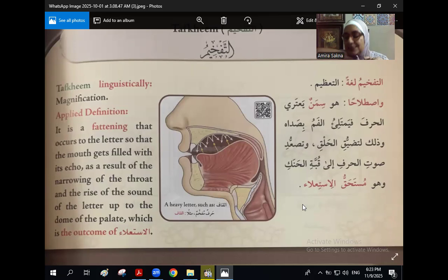Okay? Let's read from the book of Dr. Ayman Swaid. Tafkhim, it is a fattening that occurs to the letter so that the mouth gets filled with its echo as a result of the narrowing of the throat and the rise of the sound of the letter up to the dome of the palate, which is the outcome of al-istila or elevation. تفخيم or heavy, it's the outcome of elevation or استعلاء. التفخيم, it's the outcome of الاستعلاء.